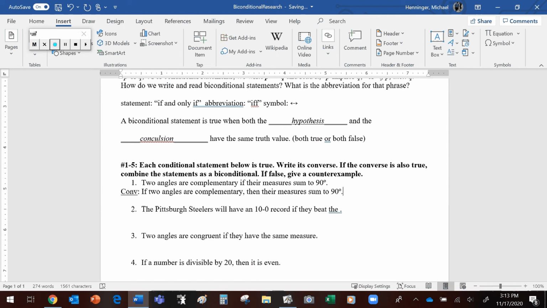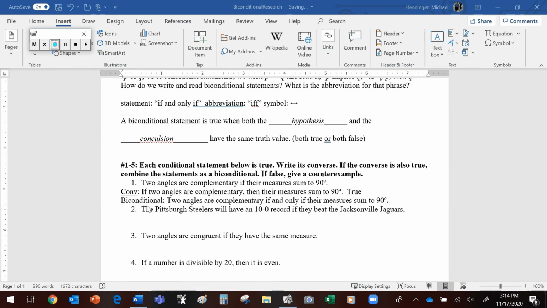Now, is this true? Well, complementary means that their measures sum to 90 degrees, so yes, this is true. Okay, then we want to write the biconditional, okay, which would be two angles are complementary if and only if their measures sum to 90 degrees. Okay.